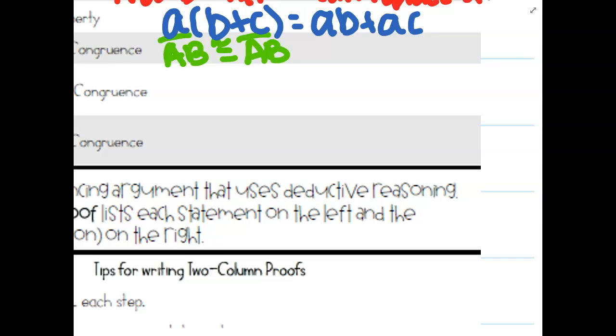says every segment is congruent to itself. And every angle is congruent to itself. Angle A is congruent to angle A.